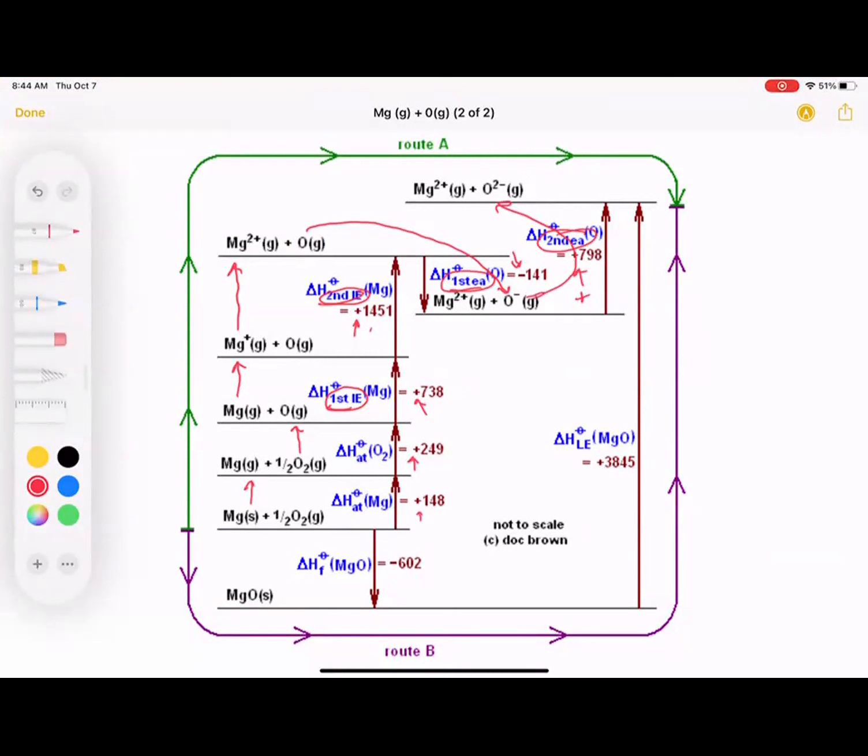So looking at the left-hand side of this, if you will, the amount of energy expended was 3,243 kilojoules to get to this point where you had the magnesium cation and the oxide anion.